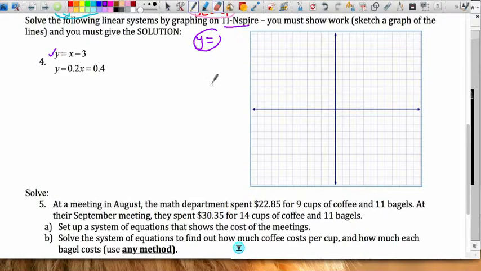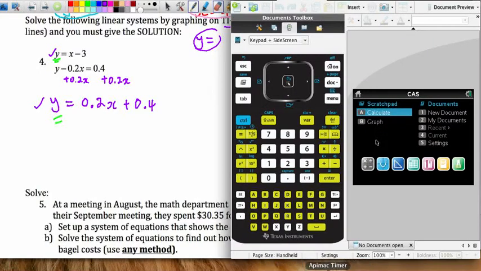So in this case, the first example, the first equation has been taken care of already. And what I'm going to do is just rearrange the second equation by adding 0.2x to both sides of the equation, so that I can now rewrite the equation as 0.2x plus 0.4. And so I have both of my equations in the form of y equals, and we can now turn our attention to the calculator, which will help us to find the solution. So I'm going to just bring up the calculator over here.